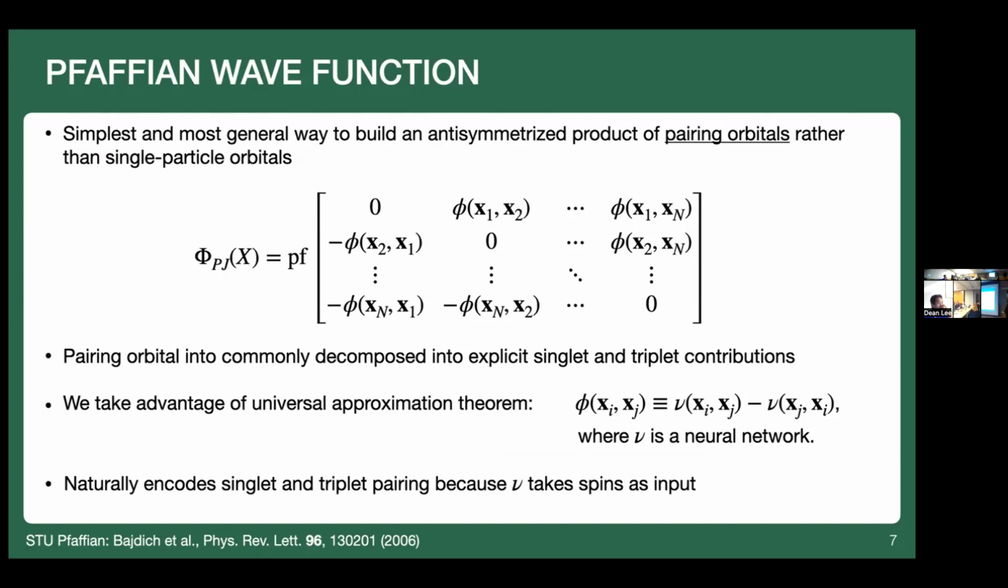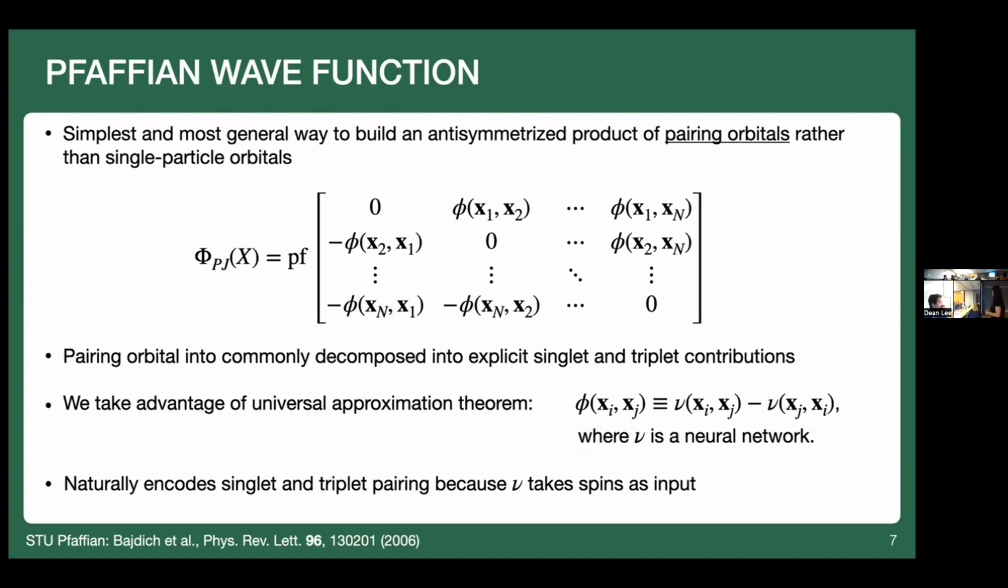Now, first, with the Pfaffian, it's the simplest and most general way that you can build an antisymmetrized product of pairing orbitals rather than single particle orbitals. So, in a regular Slater determinant, we have an n by n matrix, n different single particle states, n different single particle degrees of freedom. You plug everything in, fill in this matrix, you take the determinant, and that automatically is antisymmetrized. This is similar in that we still have an n by n matrix, but we discussed how to deal with odd n, but let's just assume that n is even right now.